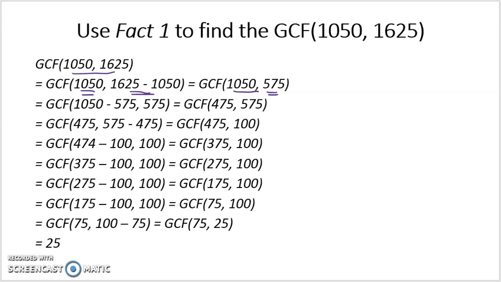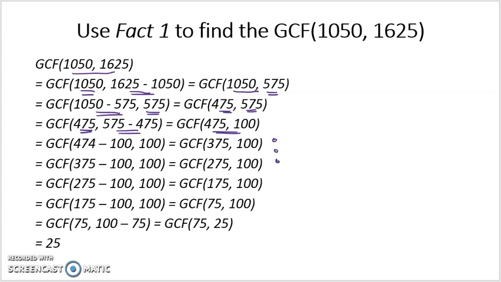The GCF of 1050 and 575 is the GCF of 525, which is the smaller, and 1050 minus 575, larger minus smaller. So that's the GCF of 475 and 575. Going one more step, GCF of 475 and 575 is the GCF of 475, the smaller, and 575 minus 475, larger minus smaller. So that's the GCF of 475 and 100. Now we're getting somewhere.